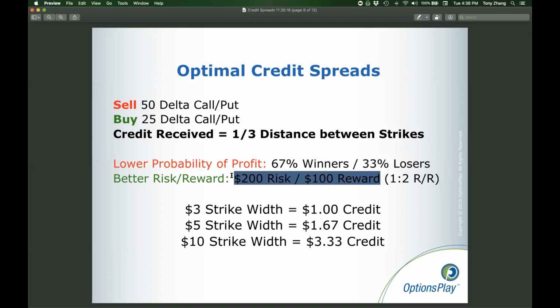If you're risking any more than that, you're going to have a few blowups that are going to just wipe out all of the gains that you have on the previous 10, 20, 30, perhaps even 100 trades. And that's really what we are hoping to help you avoid when you're selling credit spreads.